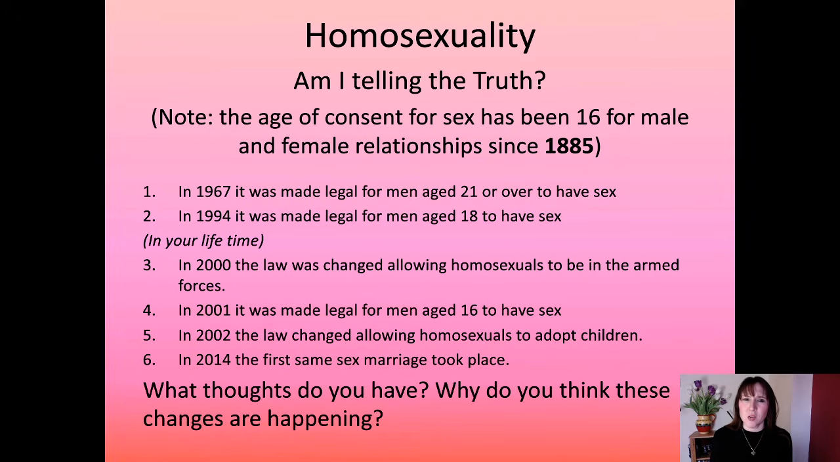How is this different then for homosexuals? In 1967, it was made legal for men aged 21 or over to have sex. In 1994, it was made legal for men aged 18 to have sex. And then within your lifetime, in 2000, the law was changed, allowing homosexuals to be in the armed forces. In 2001, it was made legal for men aged 16 to have sex. So 2001 was when it came in line with male and female.